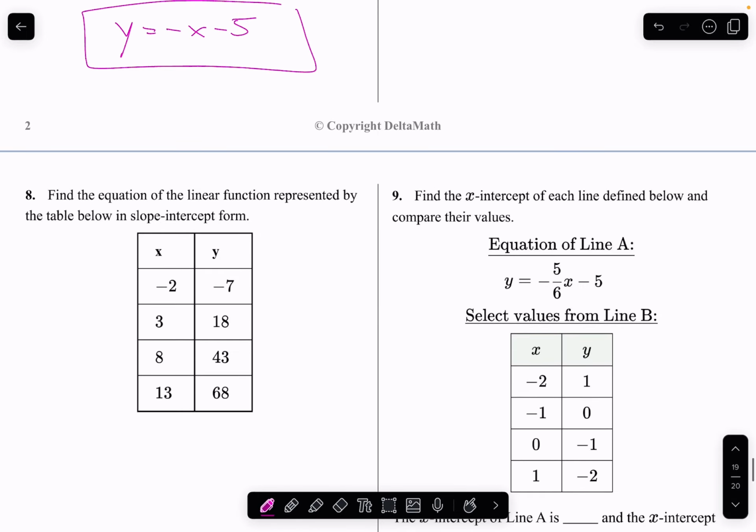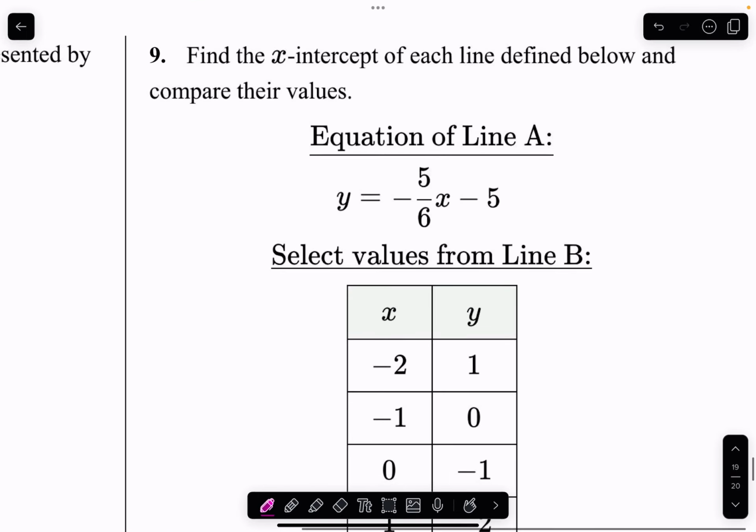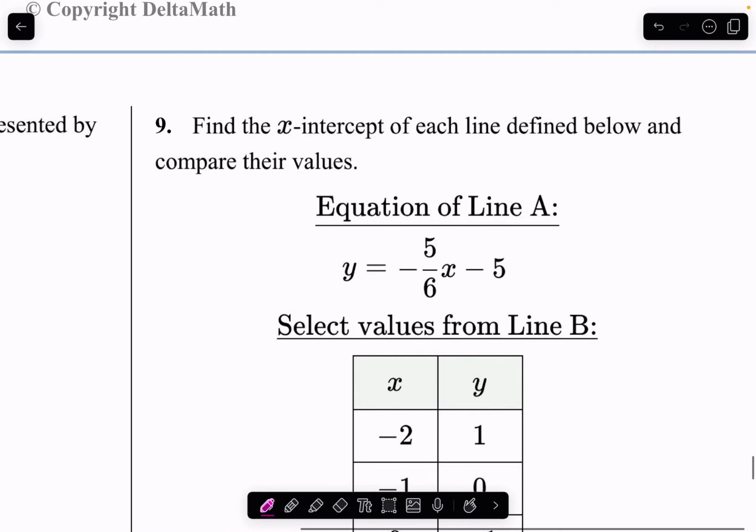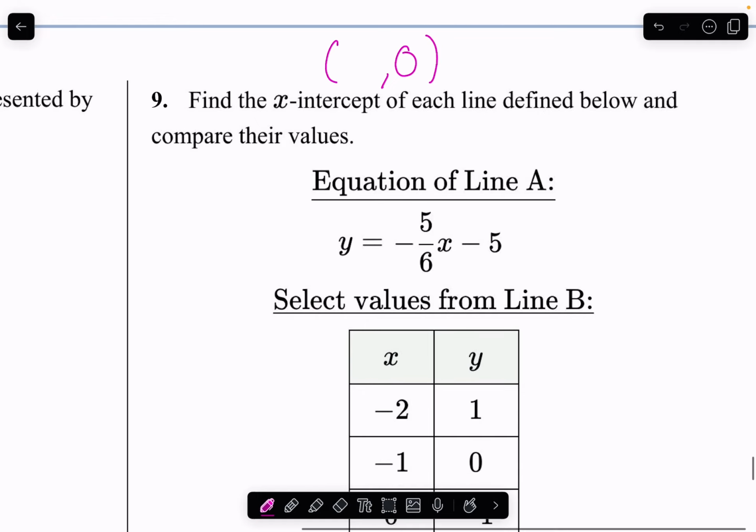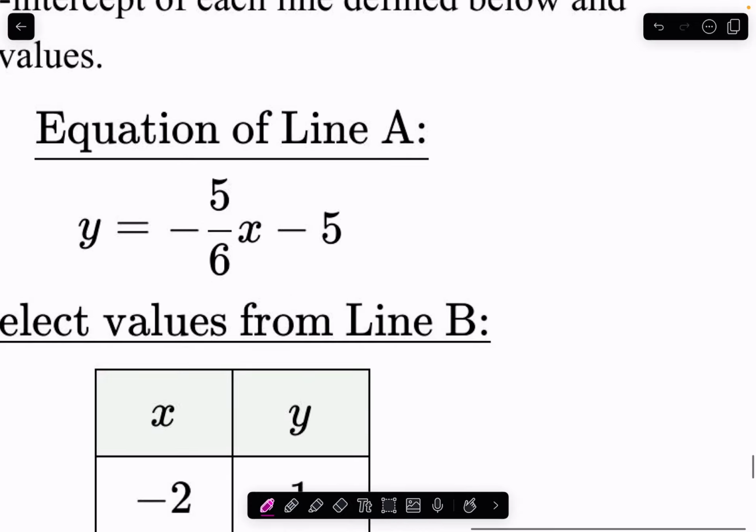All right, so here, this one they're asking us to find the x-intercept of each line, okay? Now, the x-intercept occurs when your y value is 0, okay? So when you're given the equation just like this, what you can do is you're just going to plug in a 0 for y, and then solve for x, all right?